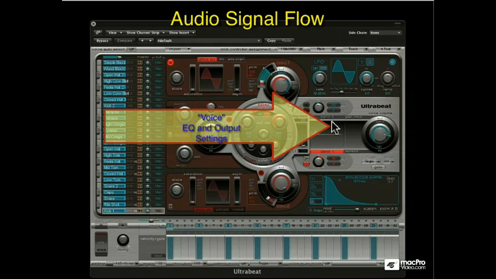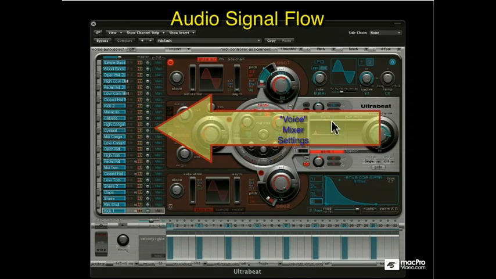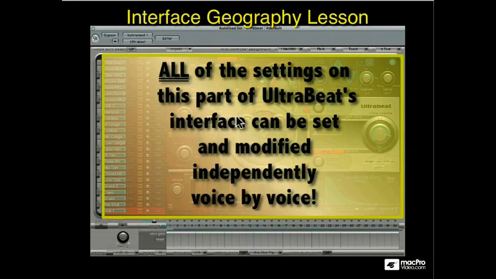Now from here, the signal flow suddenly changes direction and comes back to the mixer section, where all these individual voices come together for the first time before they are mixed and sent to Logic's outputs. Remember, all of the settings on this part of Ultrabeat's interface can be set and modified independently, voice by voice. Now, that's the signal flow.